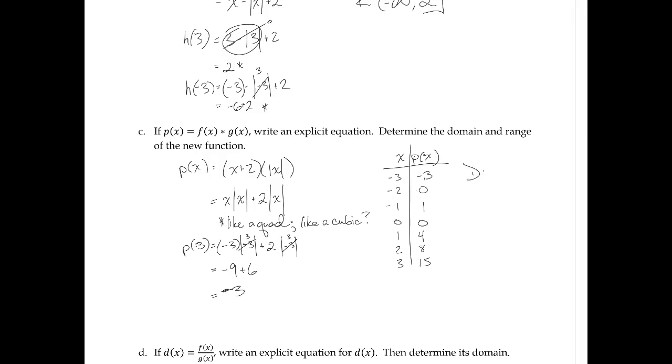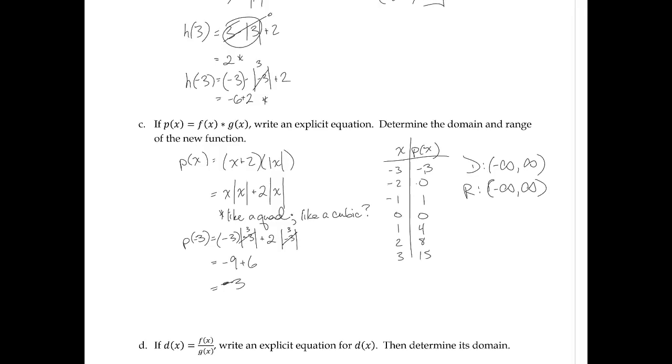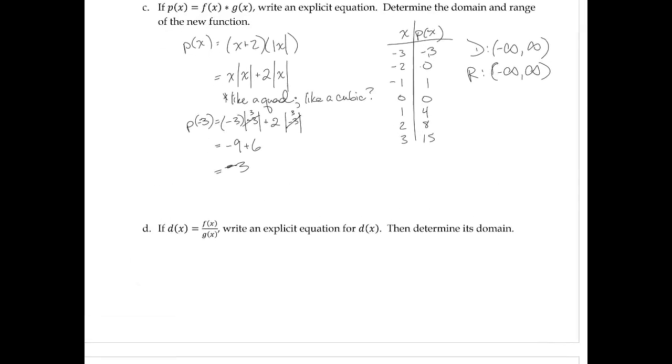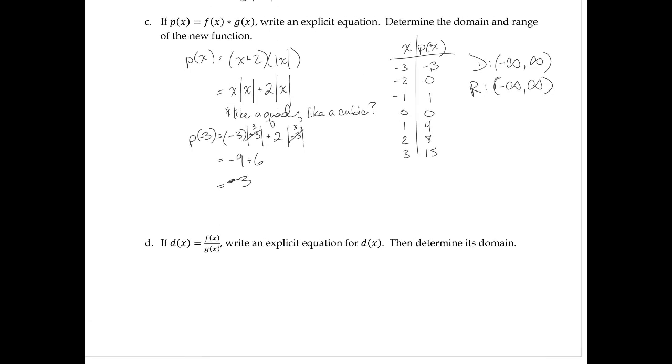So when I go to do my domain, again, it still doesn't have any restrictions, just like my original functions. My range now also doesn't have any restrictions. So it's more domain than range that is influenced by the original functions. Range can vary depending on how we actually assemble them and what operation we're doing, whether it's product, quotient, summation or subtraction. So the last one is f of x divided by g of x.